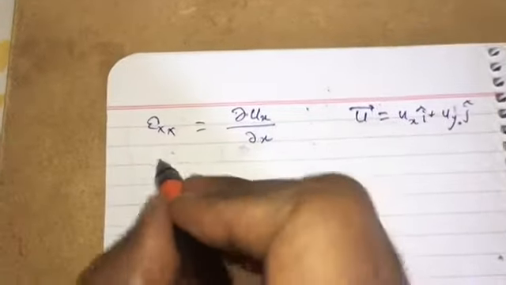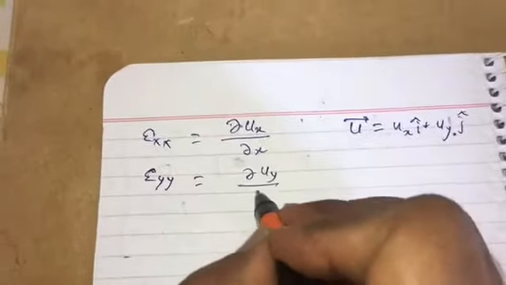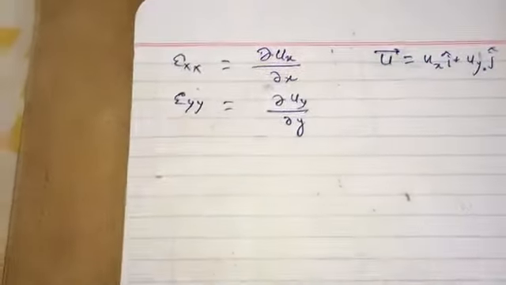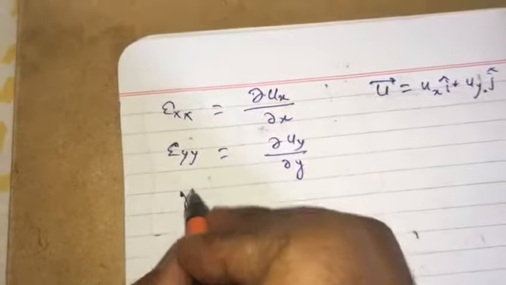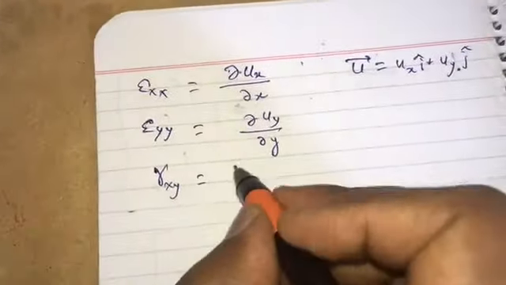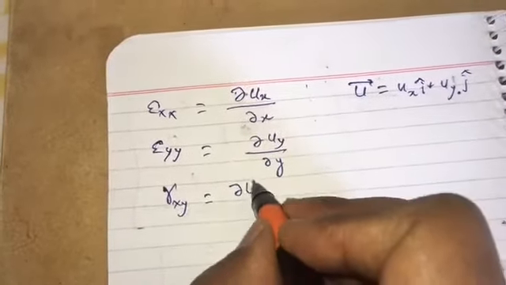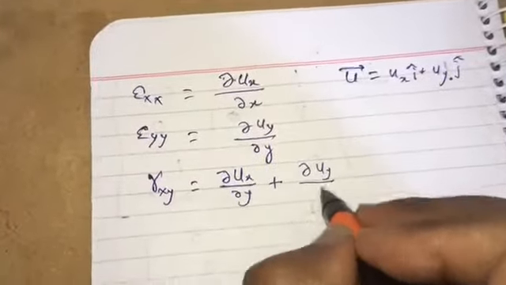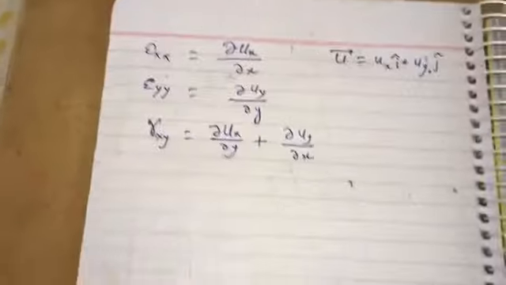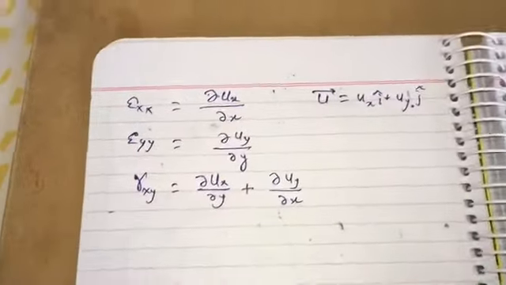Okay. Now epsilon yy is del uy over del y, and gamma xy is given by del ux over del y plus del uy over del x. Again, all these equations are from strength of material class. Okay, so we are just repeating it here.